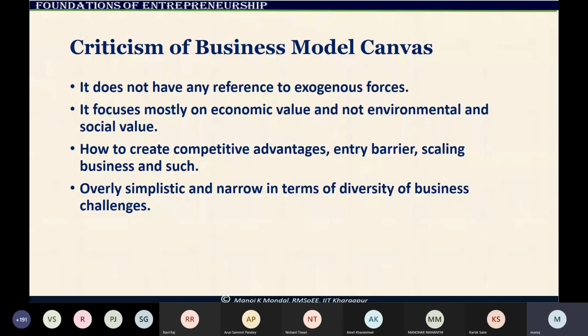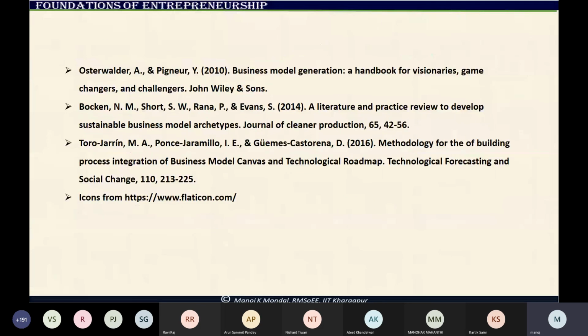Now, there is some criticism. One is it doesn't give everything. I started by saying that the business model canvas is one place for all the information about the strengths and weaknesses of a business model, which is not true. It doesn't give many things. Like for exogenous competition, it doesn't talk about anything. It doesn't talk about Porter's five forces, the competitive forces that exist in the marketplace. So it doesn't talk about many things you should explore. I have mentioned some of them, like entry barrier, how your business will be scaling, and diversity of businesses. So it's not simplistic, etc.